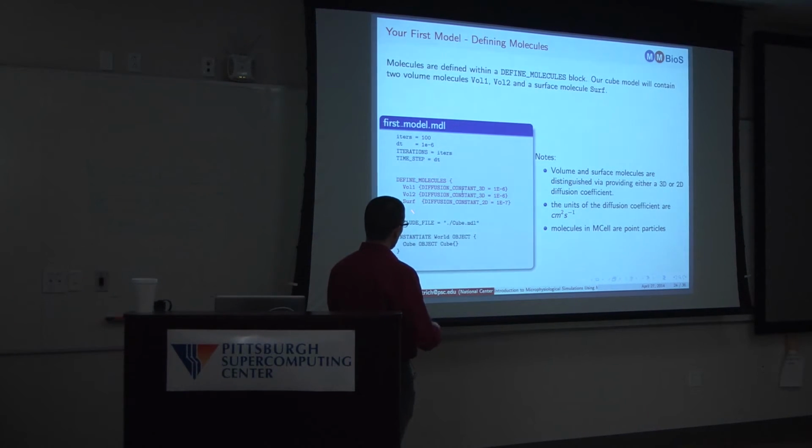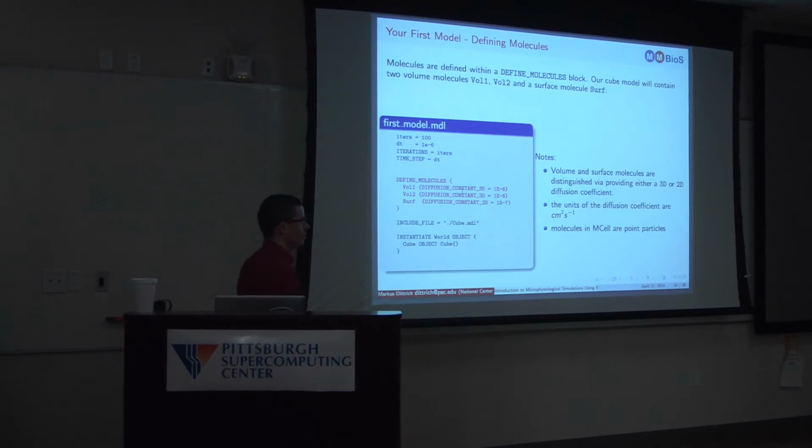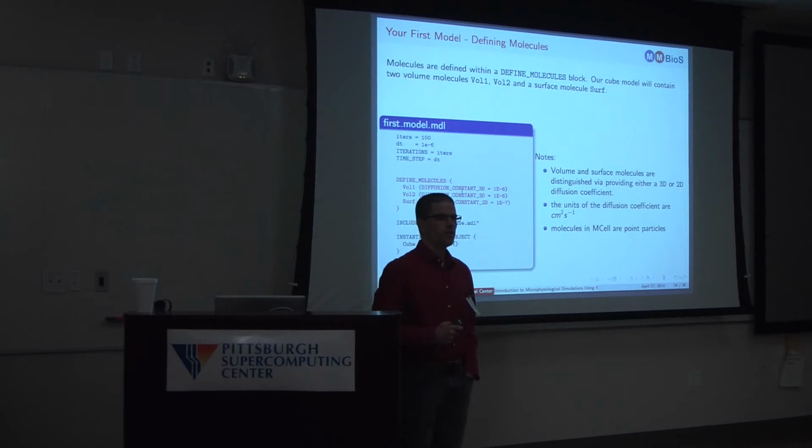Now we can define molecules, and molecules basically consist of two things. They have a name, volume 1, volume 2, surf, and a diffusion coefficient or diffusion constant. And you distinguish 2D versus 3D molecules by giving them a 3D or 2D diffusion coefficient. So if you use CellBlender to define volume molecules, you just need to give them a name, and you need to give them a diffusion coefficient. You might get that from literature, or maybe have some knowledge of how fast they diffuse.